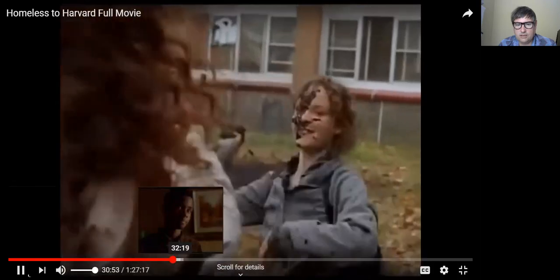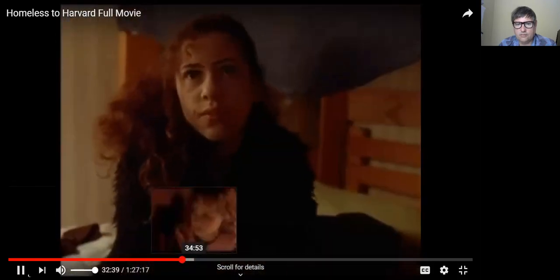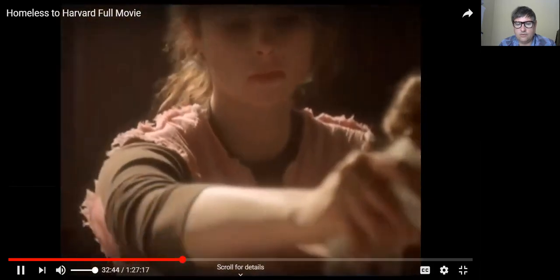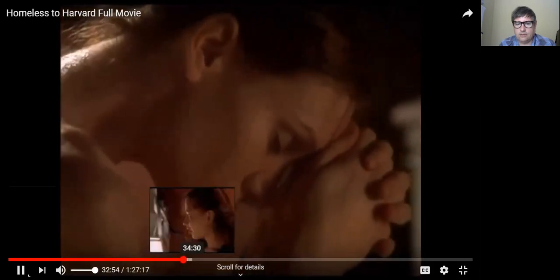Going past that, here the mother comes to a party that Liz was part of, and she takes care of her mother. Again, very sad.